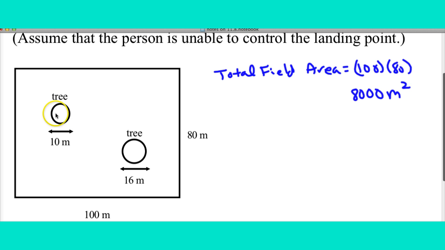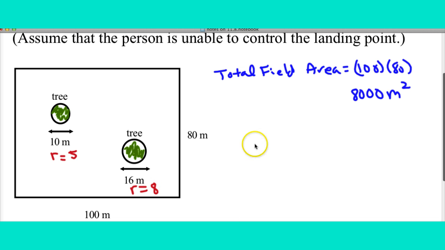We also need to find the area of these two trees that we want the parachutist to avoid. So there's a tree here and a tree here. Notice that we're given the diameter of the tree and not the radius. So we need to actually calculate the radius for these. Here the radius would be 5, and here the radius would be 8.